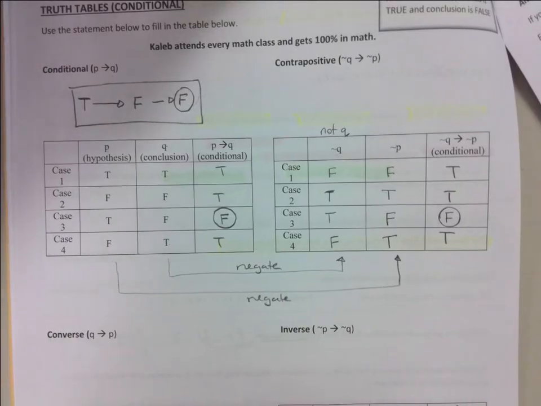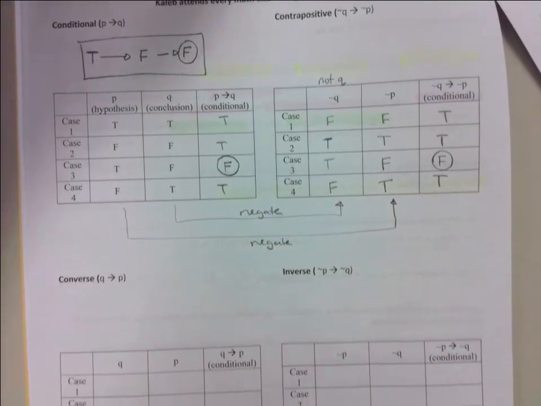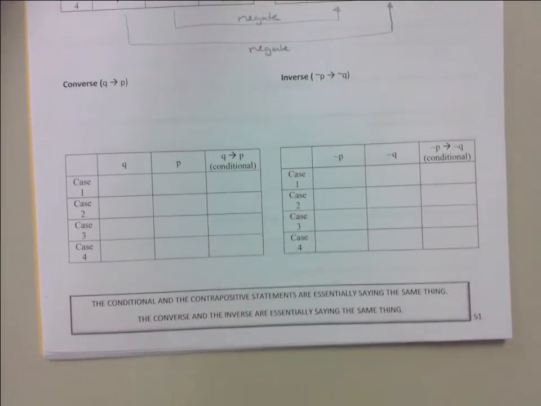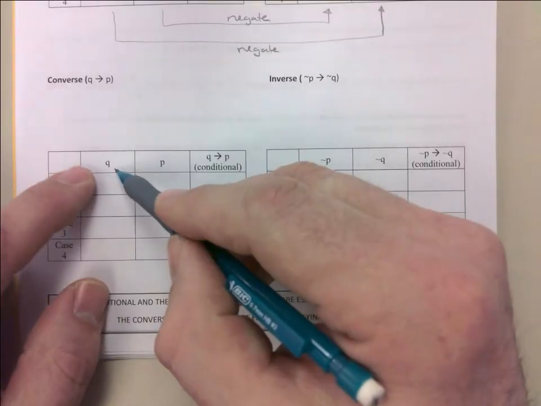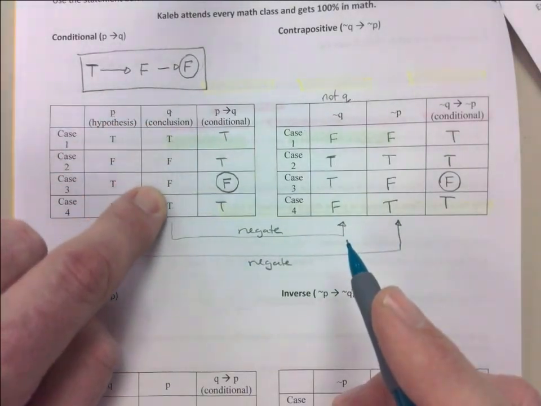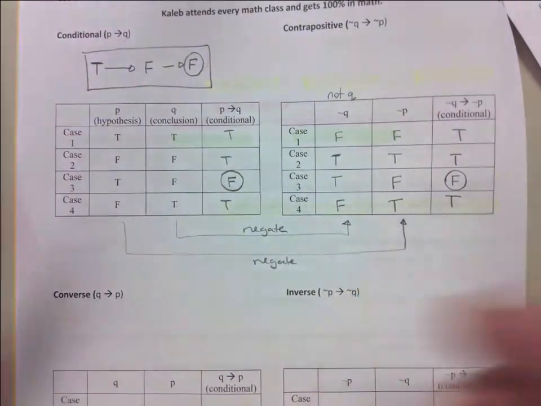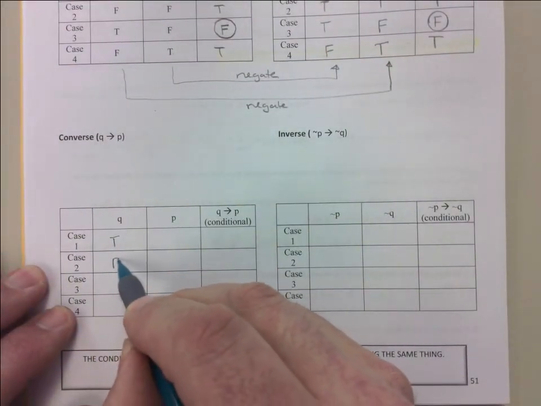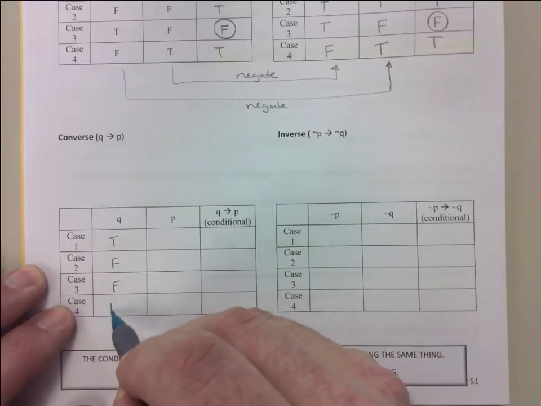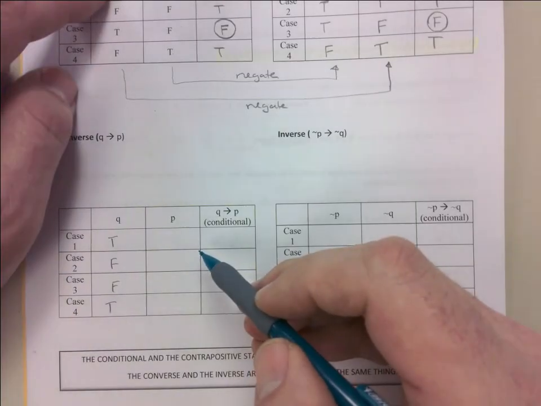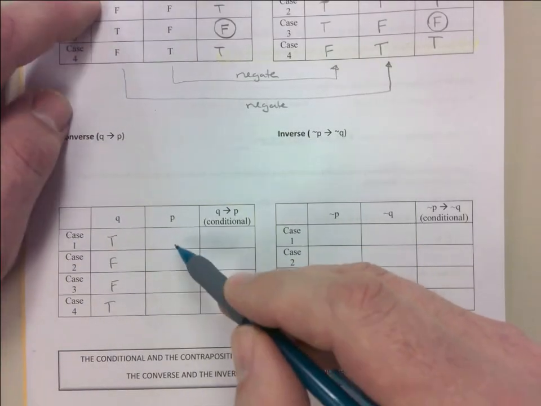Let's keep going. I know I'm going a little faster. Sorry, guys. Okay, let's copy down whatever Q is. Go up to the top and copy this Q into this Q here. So I'm going to go true, false, false, true. I copied it. Let's copy P into this column.